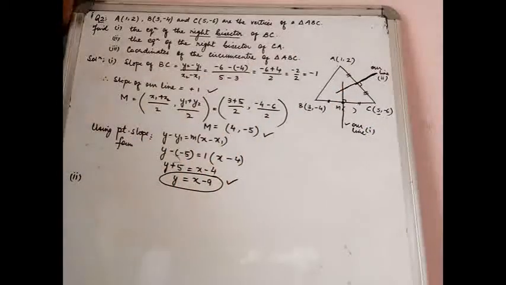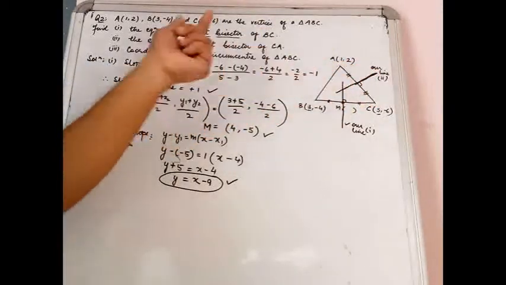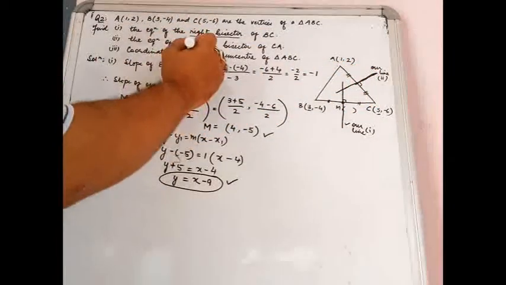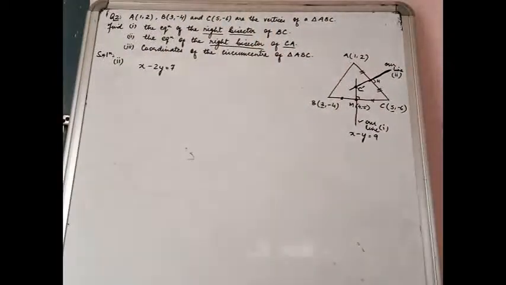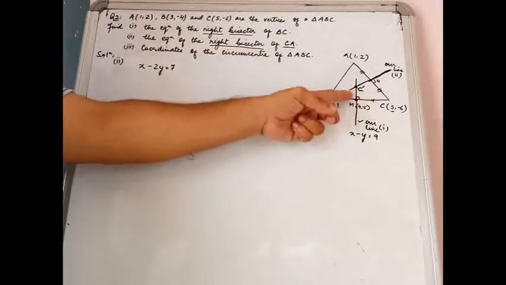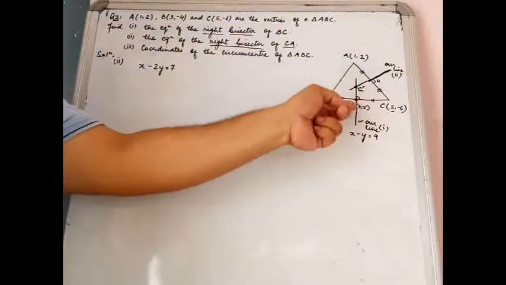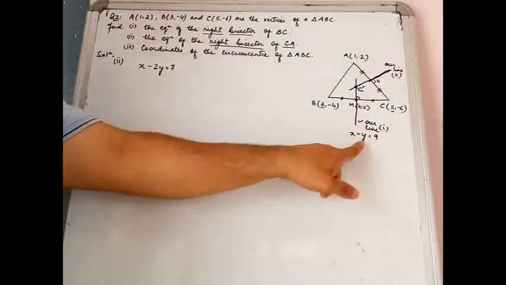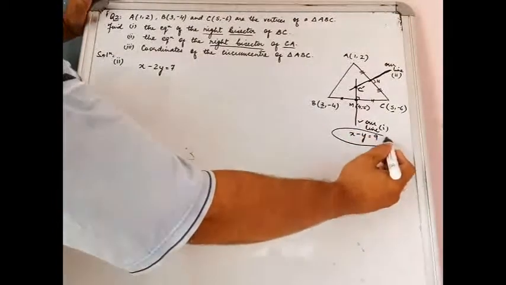Okay, so I have marked the line for the second part of the question. This time it is the right bisector of CA. Just like we found the equation of the right bisector for the first part, the equation of the right bisector of BC was this line, which we found in the first part to be x minus y is equal to 9.